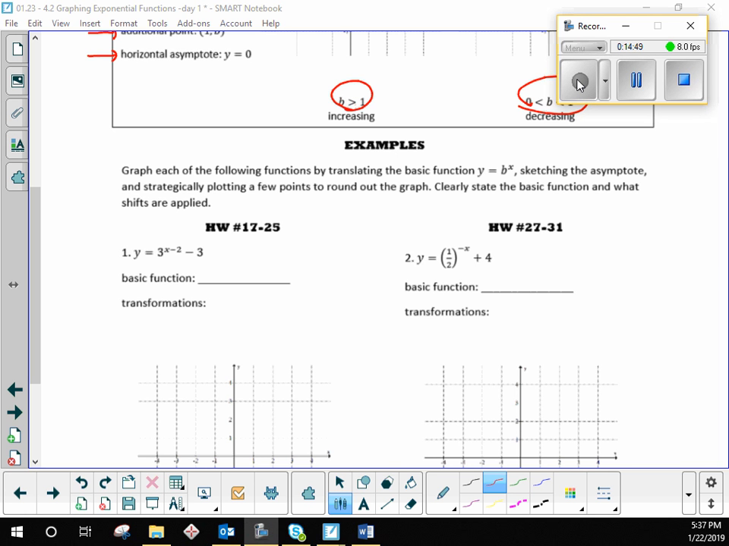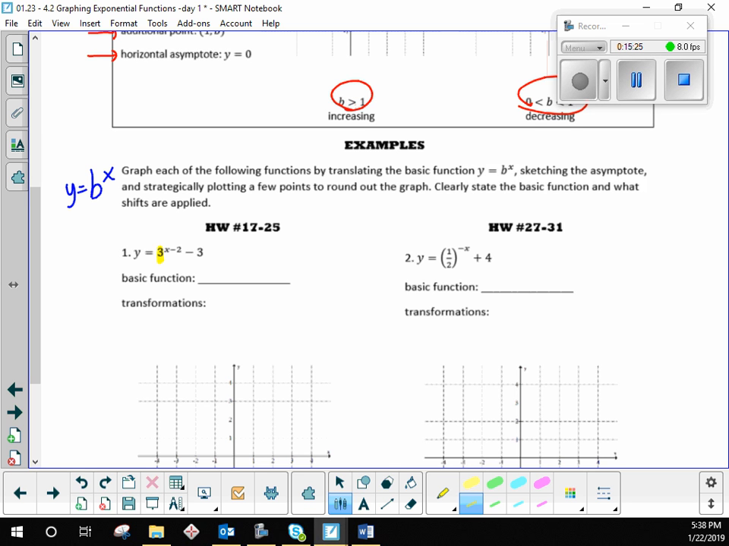The first thing we want to do is identify whatever the basic function is. So here's what I want you to keep in mind. When I'm asking you for the basic function, I'm asking for this form: y equals b to the x. That's it. All I need you to do is determine what the b is and plug it in. So if you're looking at number 1, the b value is 3. Okay? Let me show you which 3. There's two 3's on there. This 3 right here is the b value.